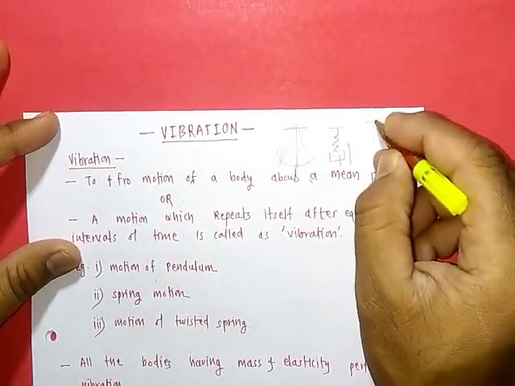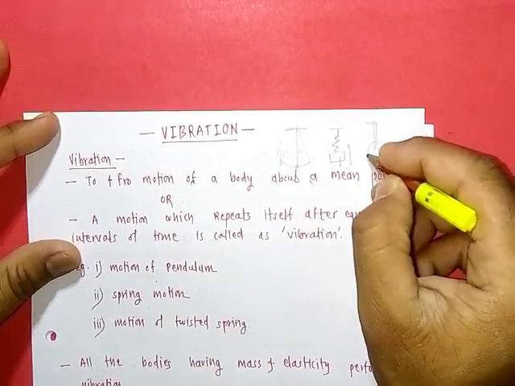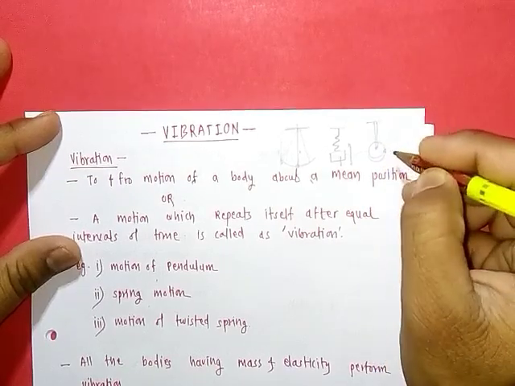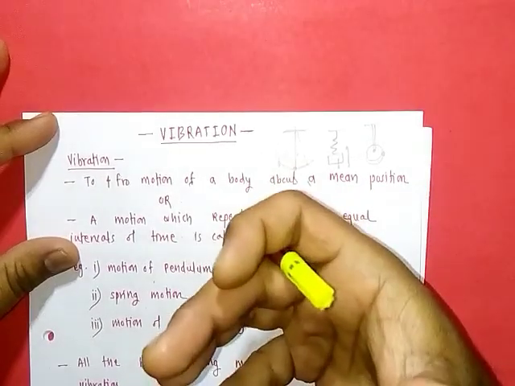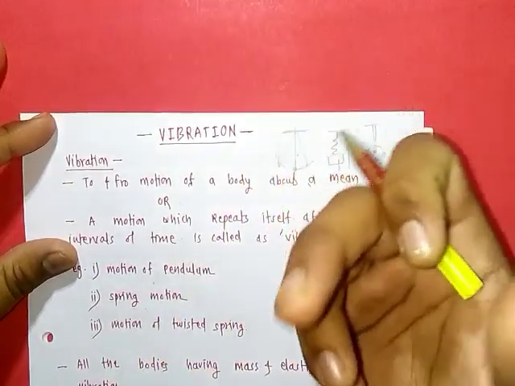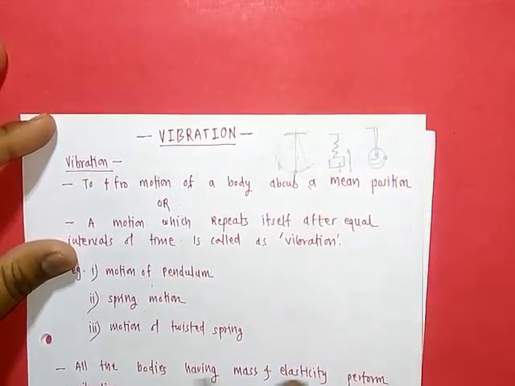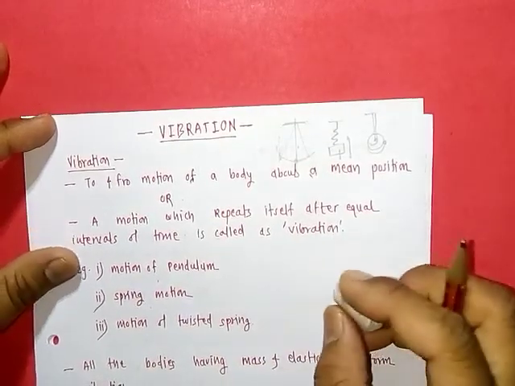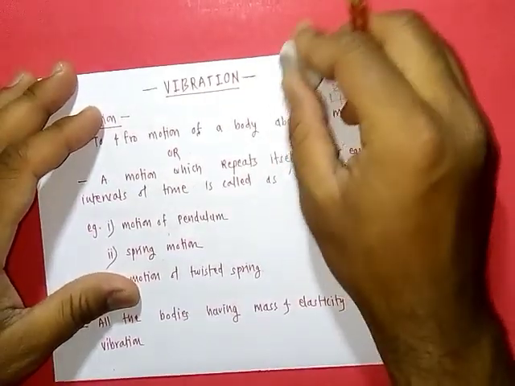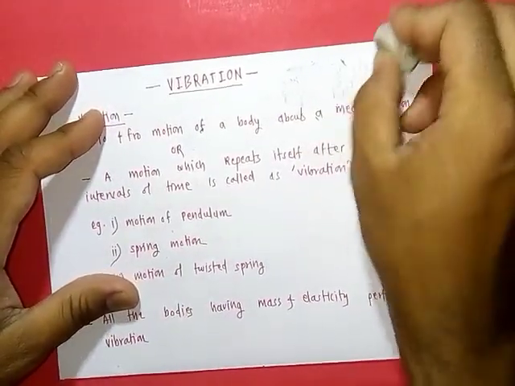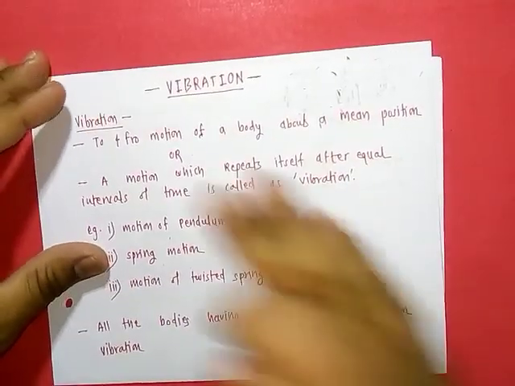Similarly, if you take a rotor which is attached to a shaft, and we twist this shaft by some amount and release, then it will start to move about the mean position in this direction, in this way. So it is again an example of vibration. All the bodies which have mass and elasticity are capable of performing vibrations. So this is vibration.